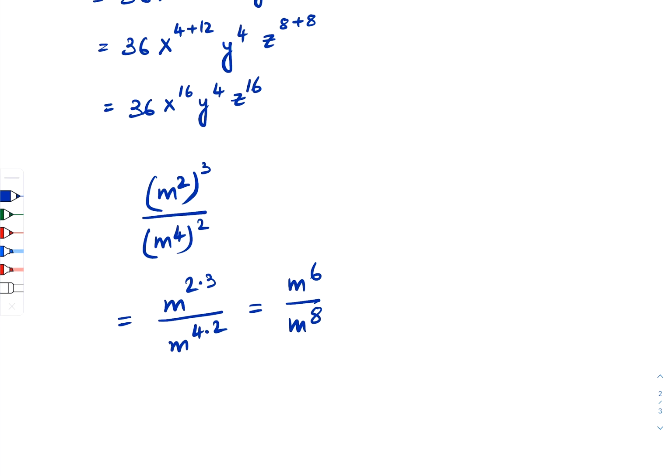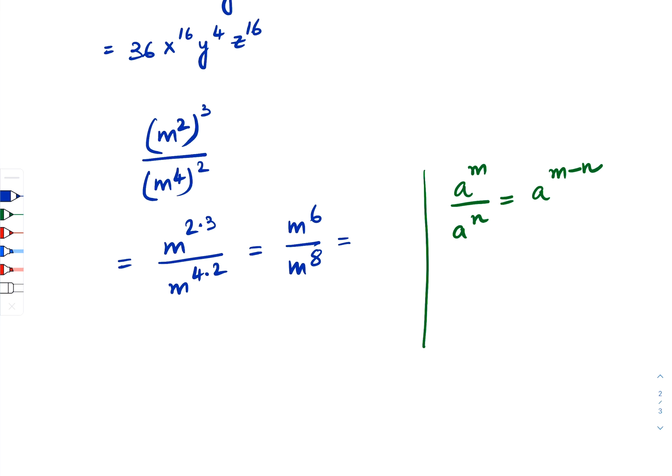At this point, we can apply another rule out here. If you have a^m divided by a^n, then that is equal to a^(m-n). So if the bases are the same, then you can subtract the powers. The power that belongs to the numerator, you subtract the power of the denominator from it. Applying that to this problem, you get m raised to the 6 minus 8, which is m to the negative 2. Hopefully that made sense.